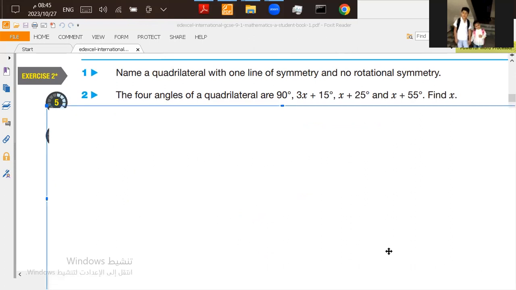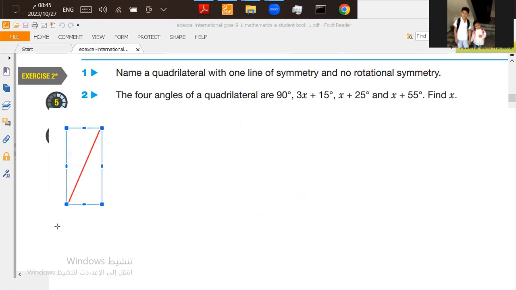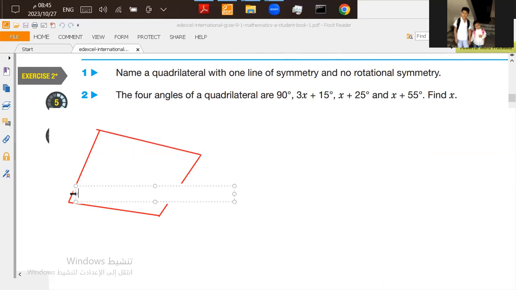Now let's take a look. For example, it says quadrilateral, which means a four-sided shape. Let's draw it here, let's say it's like this. It doesn't have to be neat, any quadrilateral is fine. This is a four-sided shape. It says one of its angles is 90, let's say this is 90. This one is 3x plus 15. That's an example, it's not the exact shape. And this one is x plus 25, and this one is x plus 55. Okay, so I have the four angles of a quadrilateral.